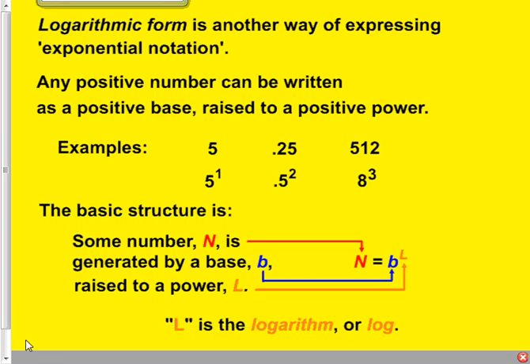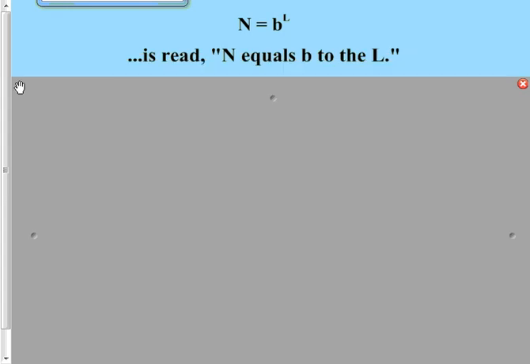Now, L, the official term for it, is called a logarithm. We've come to know it as an exponent, and that's fine. But when you have a number that is the result of a base raised to a power, the power itself is referred to as the logarithm of the problem. So our format is n equals b to the L.